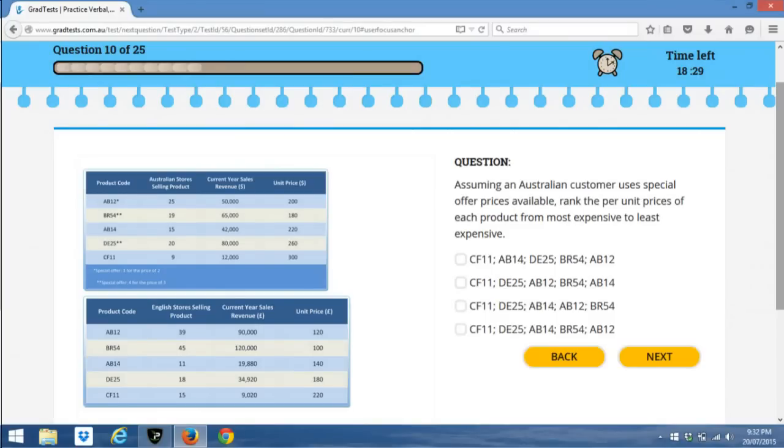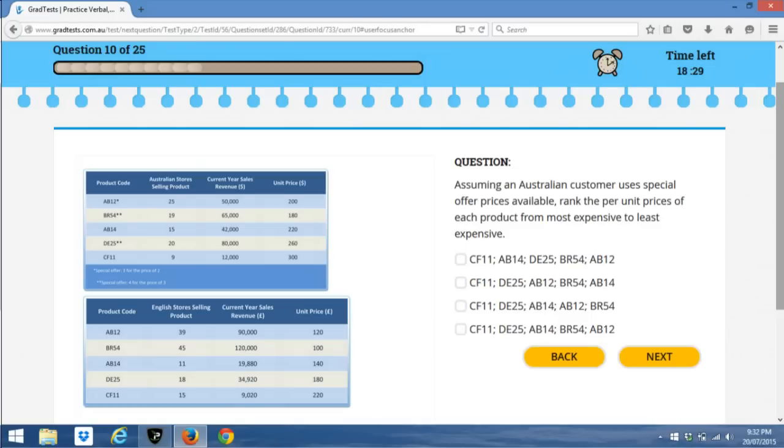Okay. And the final question we're going to go through here is, assuming an Australian customer uses special offer prices available, rank the per unit prices of each product from most expensive to least expensive. So we're going to be looking at the top table here, because that's the Australian table. AB14 and CF11 are simple because we've got their unit prices there as $180 and $300, and there's $220 and $300. We don't have to do anything to those prices because they're already set. They don't have any special offer or anything like that.